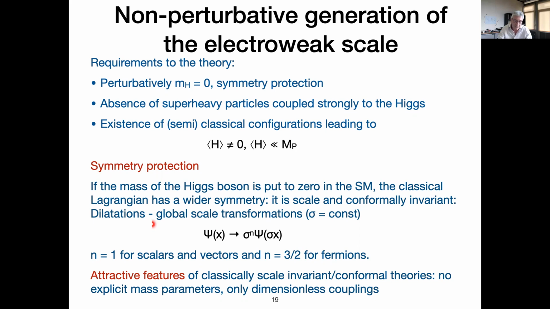So if I talk about dilatations, global scale transformation, then this transformation changes the spatial coordinate x, and introduces some factor which is associated with canonical dimensions for all the fields of the theory. So the attractive feature of classical scale invariant conformal theories is that there are no explicit mass parameters, only dimensionless couplings.